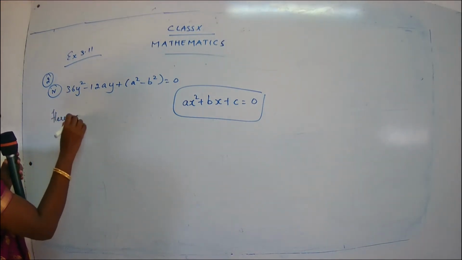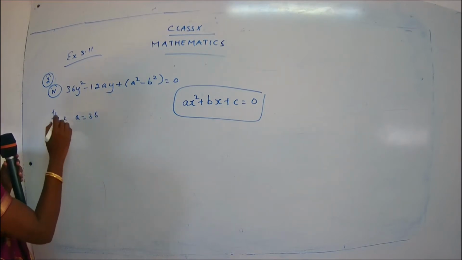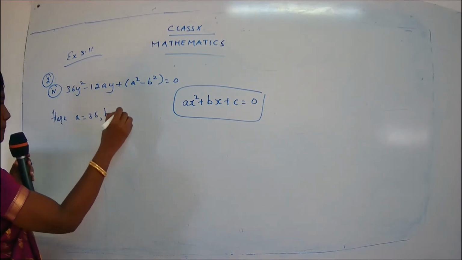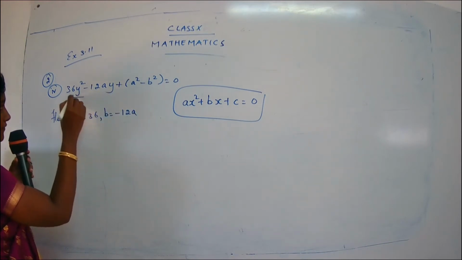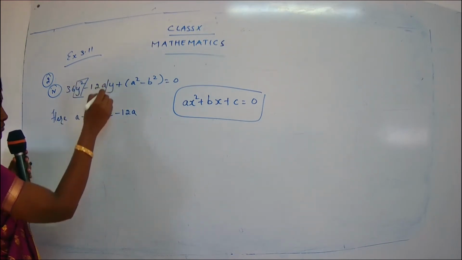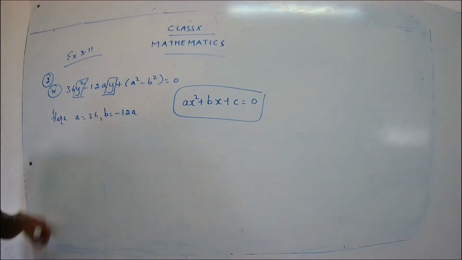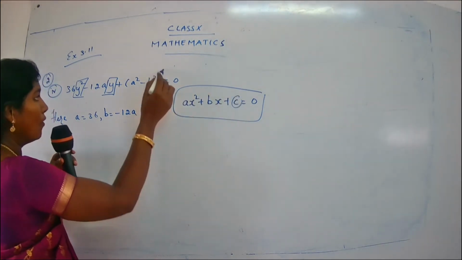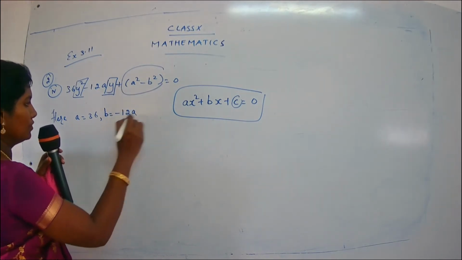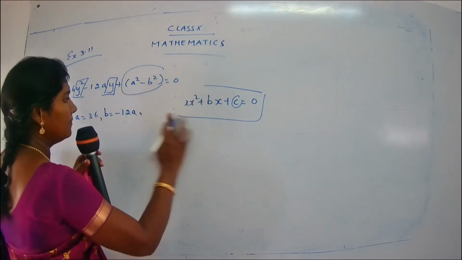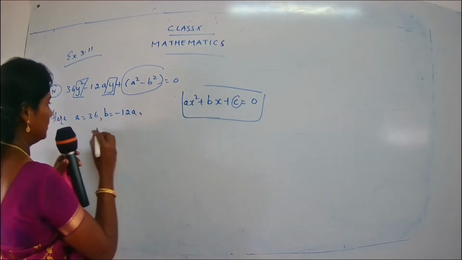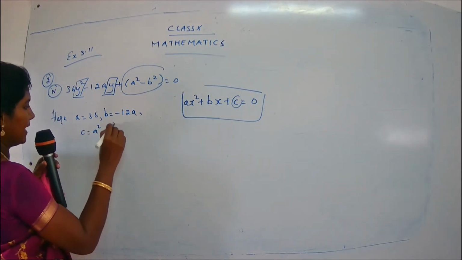Okay, let's write down the step here. Here a is equal to 36. b is equal to minus 12a. See, I told you that we are going to use the variable y, so wherever there is y you just have to leave it and take the remaining part as b. So b is equal to minus 12a. And what is c? c is the whole constant term. See here, plus c, the whole part. So c is equal to a square minus b square. I'll put here, c is equal to a square minus b square.